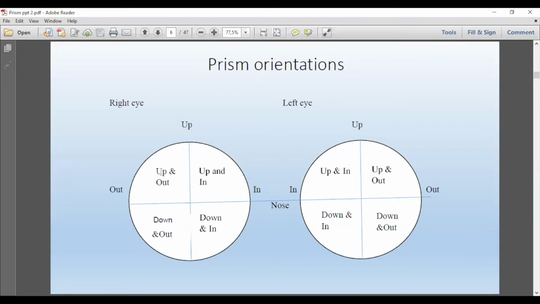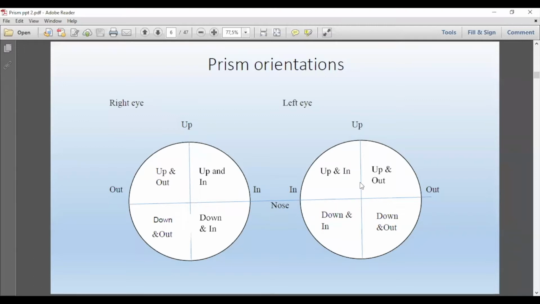In the second quadrant over here, you can see it will be up and out. Along the horizontal, you can see it will just be out. Now, if you're going to the third quadrant here for the right eye, you can see now it's down and out. And along the vertical over here, it will be down. And in the fourth quadrant, it's down and in.